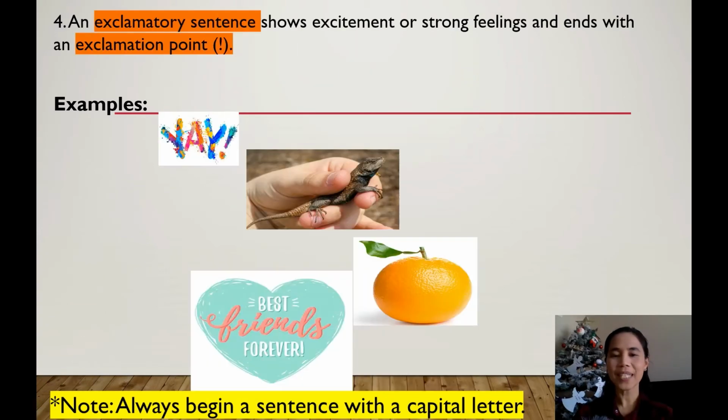The fourth type of sentence is the exclamatory sentence. This sentence shows excitement or strong feelings and ends with an exclamation point. Let's make some examples from these given images or pictures.